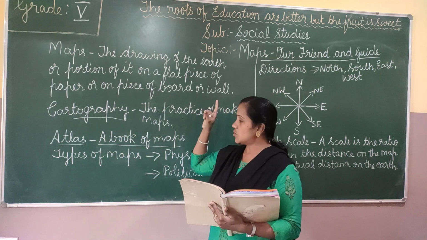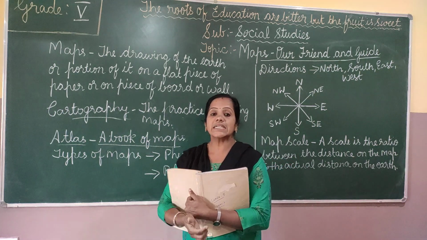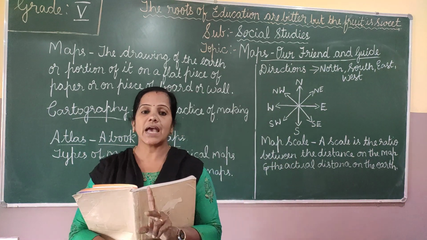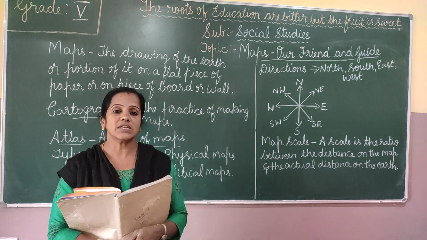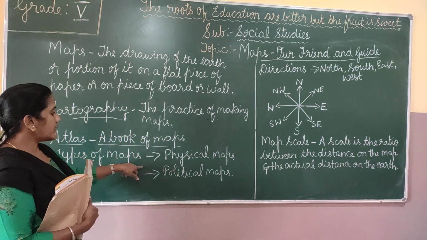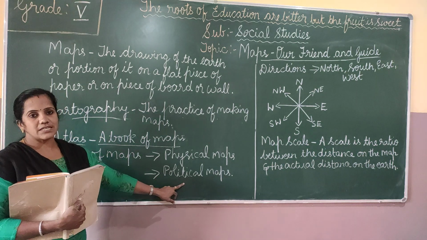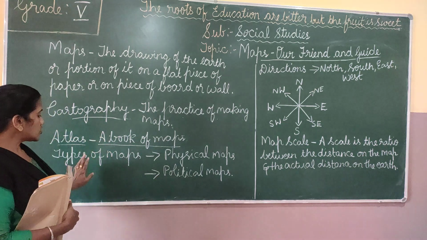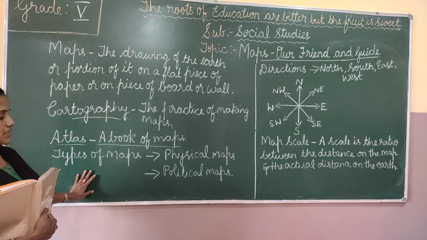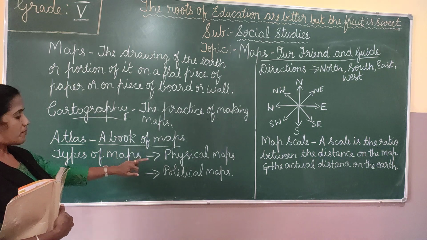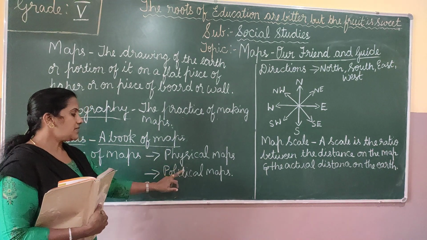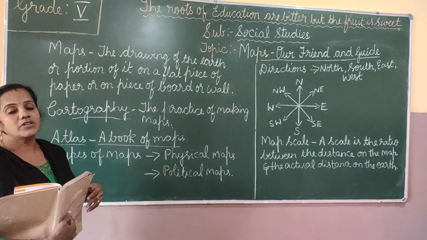Okay, children. So next we'll move on to the types of maps. We have mainly two types of maps. One is the physical map and the other is the political map.